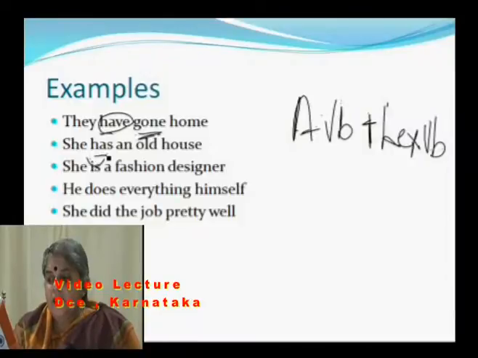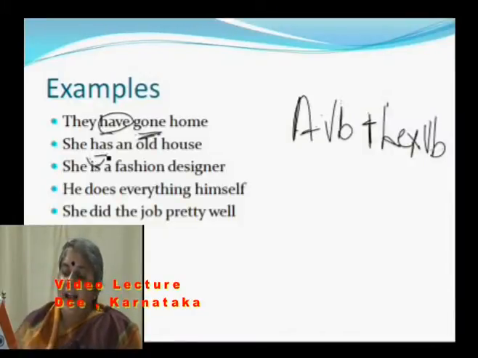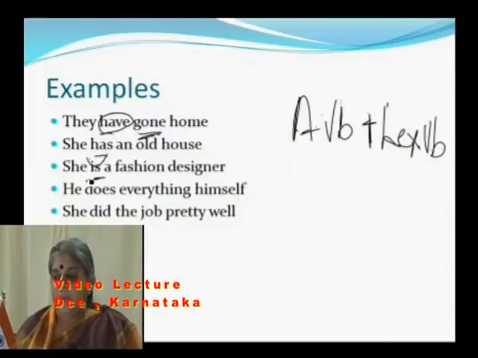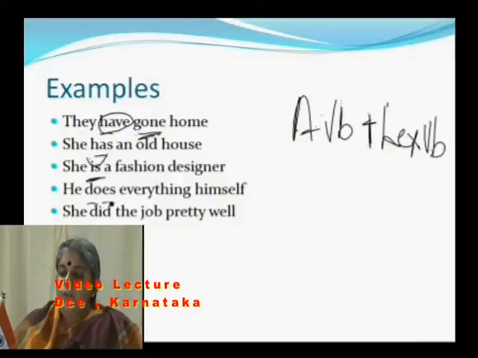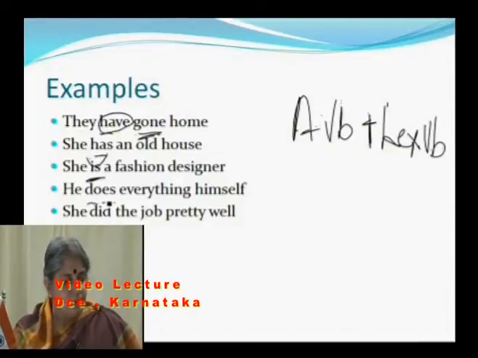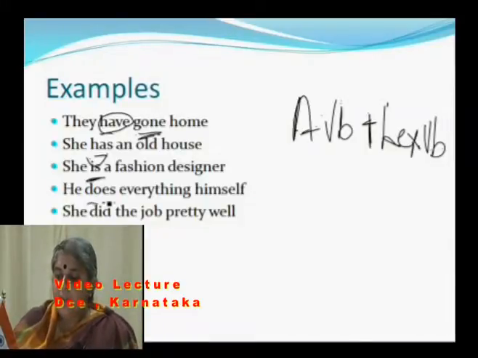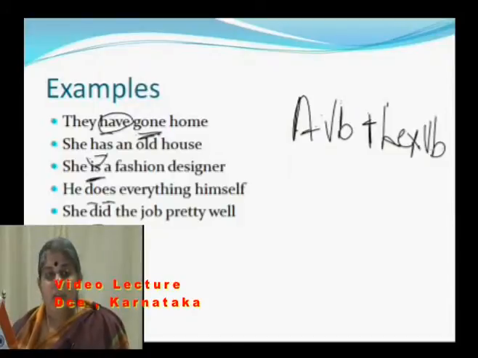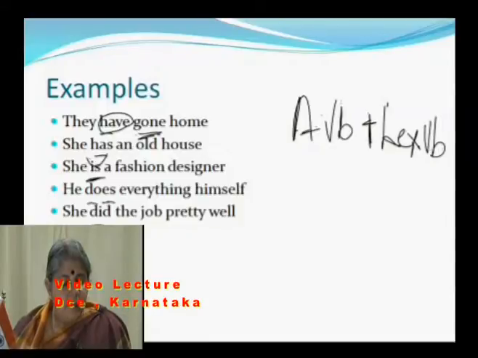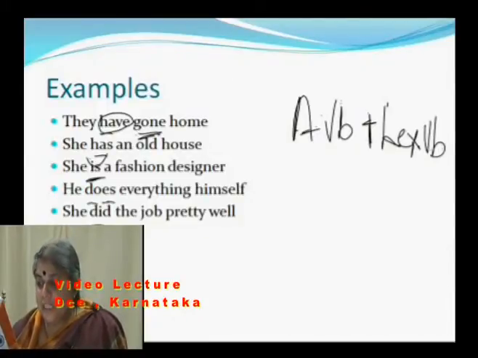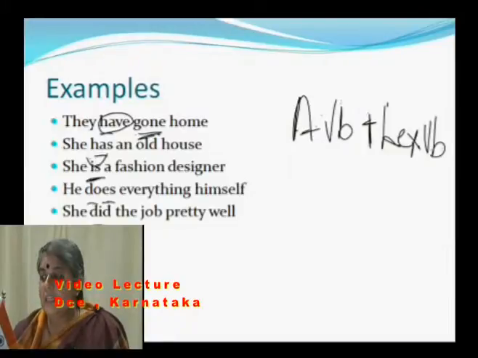She is a fashion designer. You only have what verb? Auxiliary verb. He does everything himself. You only have the do form of the verb, that is does. And then, she did the job. You only have the did, that is the do form of the verb. So, in all these examples you could see that you have an auxiliary verb. Only in one example you have an auxiliary verb plus lexical verb. In the rest of the examples we have only the auxiliary verb.